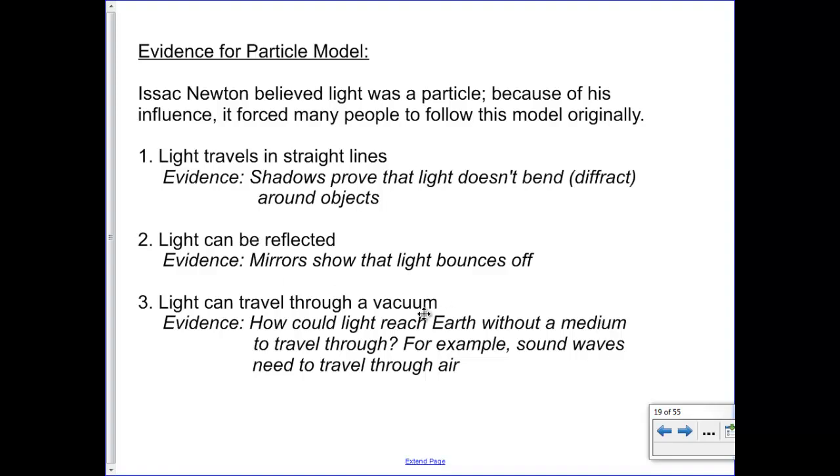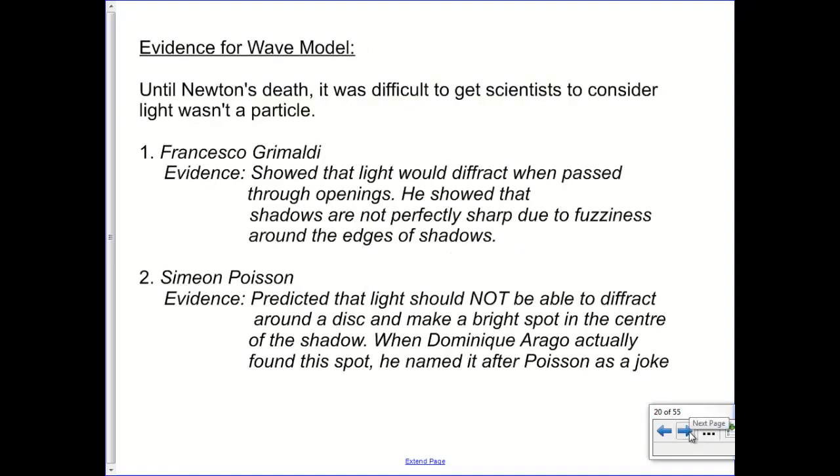They knew it could be reflected. They knew it could travel through a vacuum. How else could it get from the sun to Earth unless there was something for it to travel through? So Newton thought light was a particle. Newton was such an influential guy in science that, as long as he was alive, no one dared to argue with him. I wouldn't say they bowed down to him, but if they had their own ideas, they kept them to themselves until Newton died, because they just didn't want to argue with the great Isaac Newton, I guess.